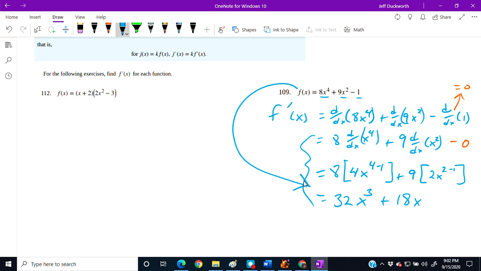Now, some of the later ones I'm going to need more work for. Number 112, based upon what we have here, we have two functions, but they're not being added, they're being multiplied. I'm just going to FOIL this out for now. We're going to do this problem again after I show you a different rule, but let's just do it with the rules we have now. Excuse me, I don't want to take the derivative yet, so I'm getting rid of that. It's just f of x, and I'm going to do FOIL.